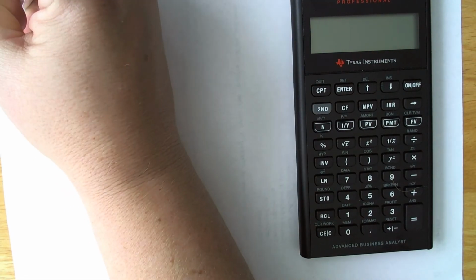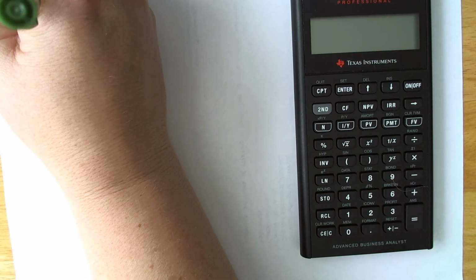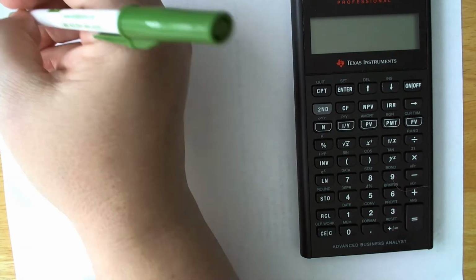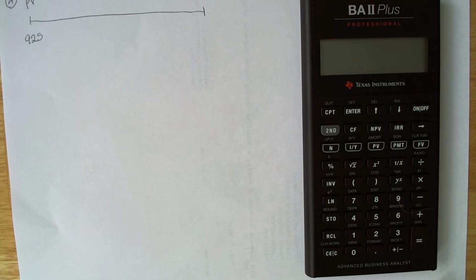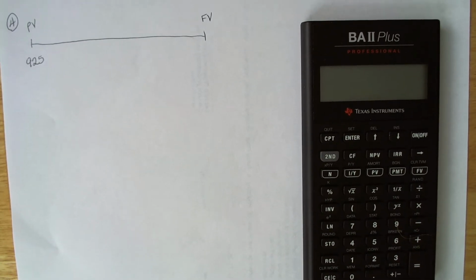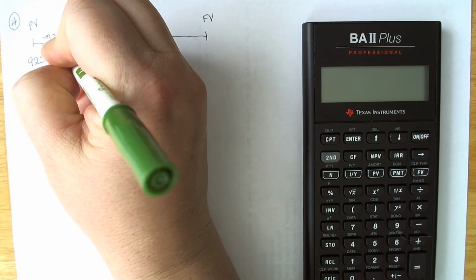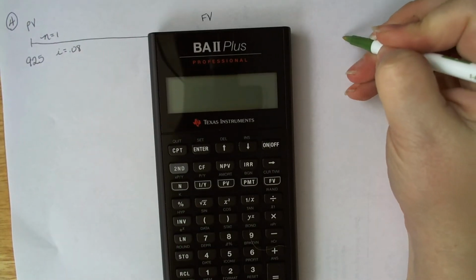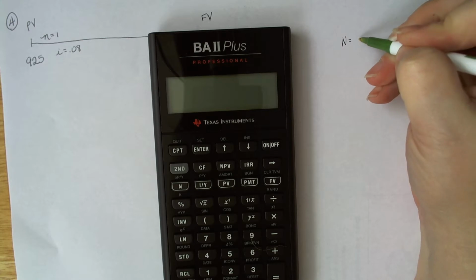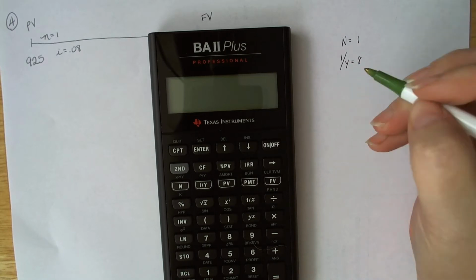All right, so in problem 3, what is the future value? So if we do our timelines, future value of a $925 deposit. I can bring this down a little bit. There we go. Deposited for 1 year at an interest rate of 8%. And our calculator keys: N equals 1 year, I/Y equals 8.